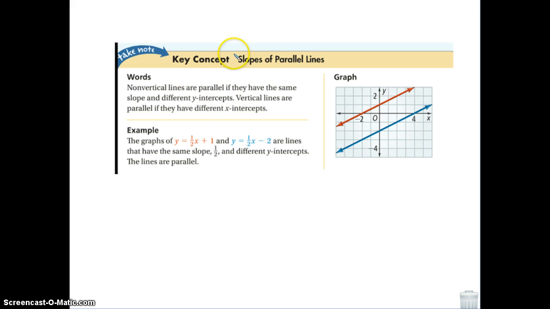So, key concepts about slopes of parallel lines. You know if something is parallel if they have the same slope and different y-intercepts. Vertical lines are parallel if they have different x-intercepts. So notice these both have the same slope because the red line is y equals 1/2 x plus 1. This one is y equals 1/2 x minus 2. They have different y-intercepts, but they have the same slopes, which means that they are parallel.